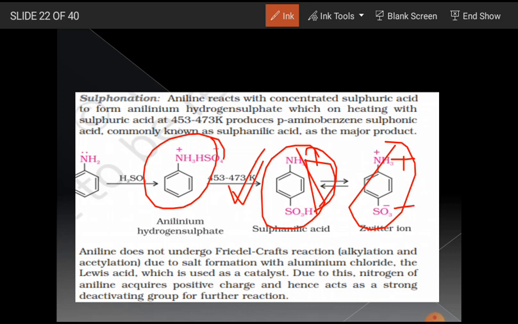Let us now talk about Friedel-Crafts acylation and alkylation reactions. Aniline does not undergo Friedel-Crafts alkylation and acylation reactions.